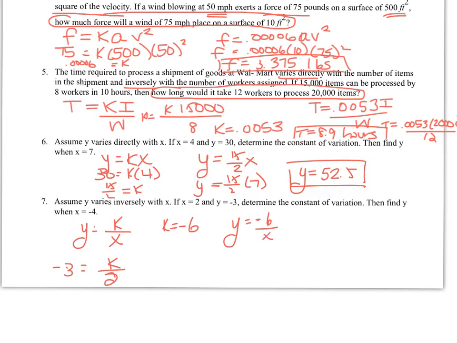Now it says then find y when x is -4. So now I have y equals -6 over -4. So y equals 3/2 or 1.5. All right, let's go ahead to the next problem.